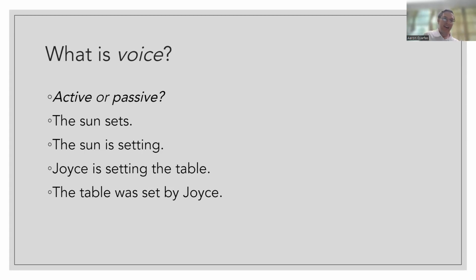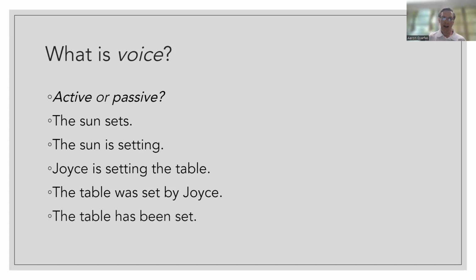And notice I can only do this if I have a transitive verb. You must have a direct object. So in the first 2 examples, the sun sets, the sun is setting, that's an intransitive verb. There is no direct object. The sun is not setting anything. So there is no such thing as passive voice for intransitive verbs. I cannot take those first 2 sentences and swap them around. There's nothing to swap. I have only one thing I'm talking about, the sun. Whereas in the last example, I have Joyce and the table. So now I can move those around.